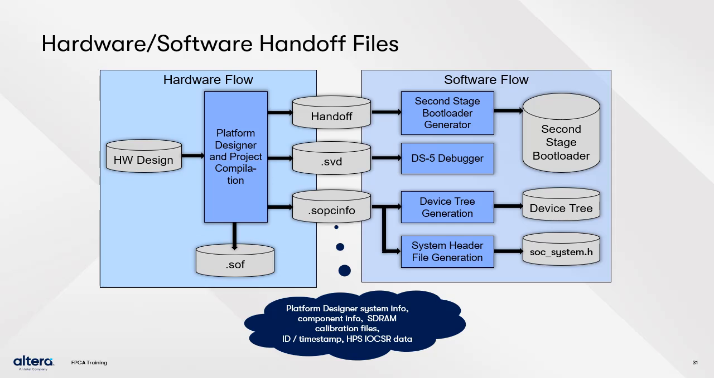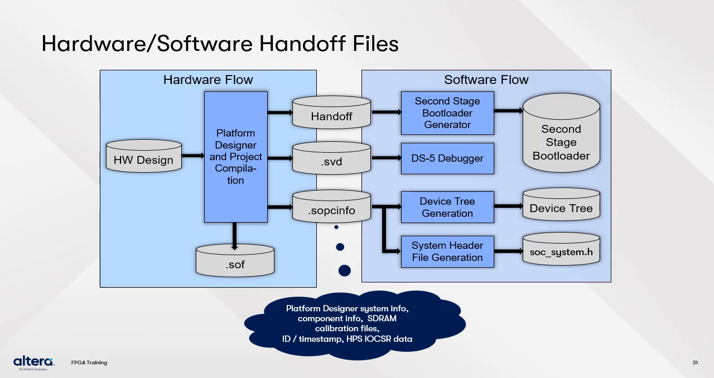For software purposes, a handoff directory is created for use by the second stage bootloader generator, which creates the software source files necessary to configure the clocks, I/O pin MUX, and configure the SDRAM via either software or FPGA image depending on the device and family. The SVD file is a description of soft IP peripheral registers in the FPGA. This can be used in a similar fashion as symbol files in the software debugger, giving you access to the hardware registers directly from the ARM software debugger.